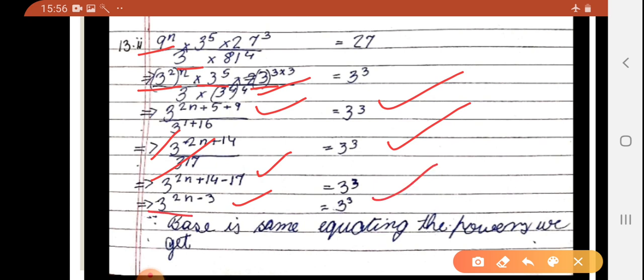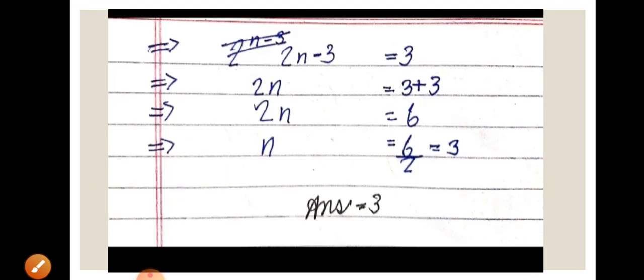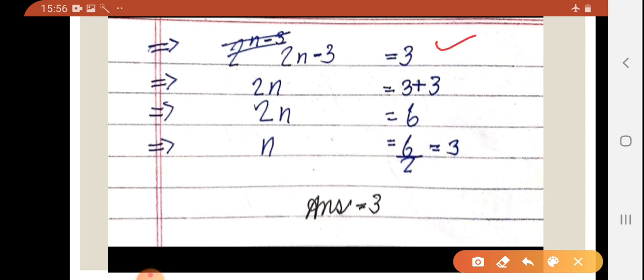Now again the base is same, so the powers will also be equal. Powers will be equal means 2n minus 3 equals 3, and the value of n we will get is 3. Now these were all the questions of exercise 2. Now your exercise 2 is complete.